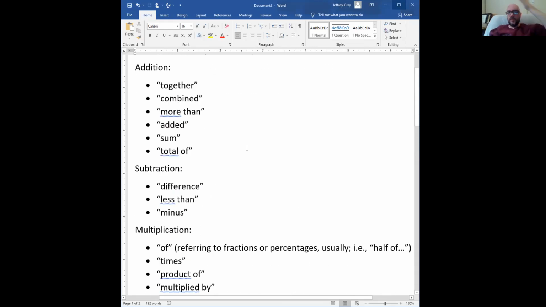I'll scroll through this a little bit so you can see it. Addition: together, combined, more than, added, sum, total of, etc. And then subtraction: difference, less than, minus. I want to point out two of these, more than and less than. Yeah, this is what I want my whiteboard for. This is very easy to misidentify.